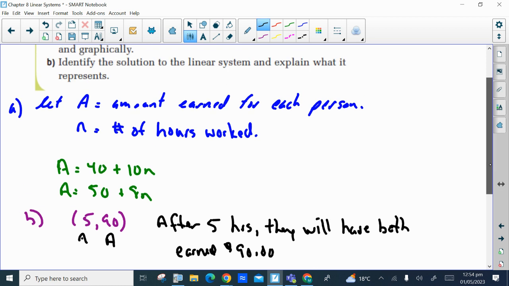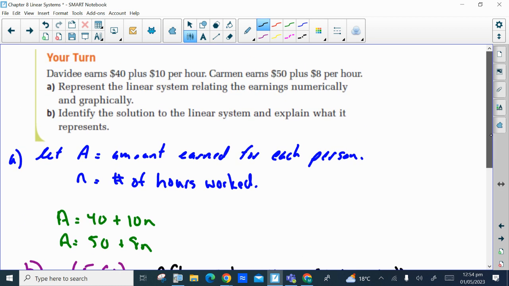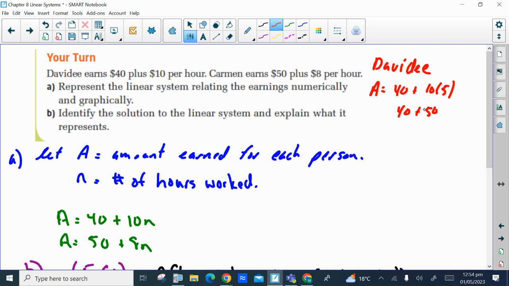And if we check that, what we're told up above, so for David D, if David D works for 5 hours, it's $40 plus $10 per hour. And they're going to work 5 hours. So 5 times 10 is 50. 40 plus 50 does equal 90. So it works for David E. After 5 hours, David E earns $90. So now we'll also check for Carmen.